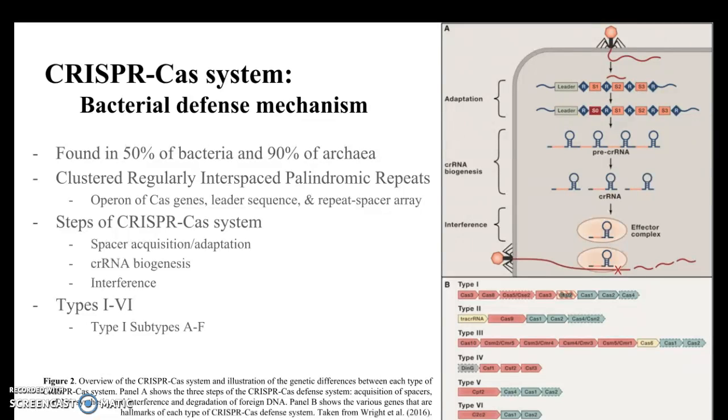There are 6 types of CRISPR-Cas systems. The best studied are types 1 through 3, and types 4 through 6 have just recently been discovered. Type 1 is further broken down into subtypes A through F, and of these, type 1E is the best studied. Figure 2, Panel B, shows the Cas genes that are characteristic of each type of CRISPR-Cas system. Cas1 and Cas2 are universal between all types, and each type has a particular hallmark Cas gene. For example, the hallmark gene for type 1E systems is Cas3.